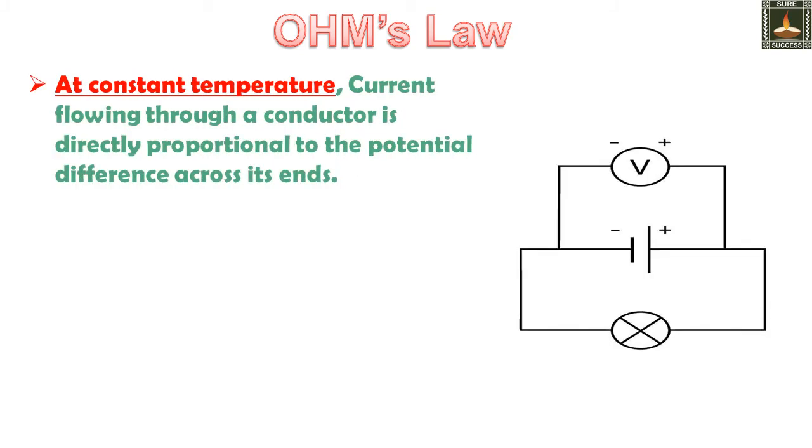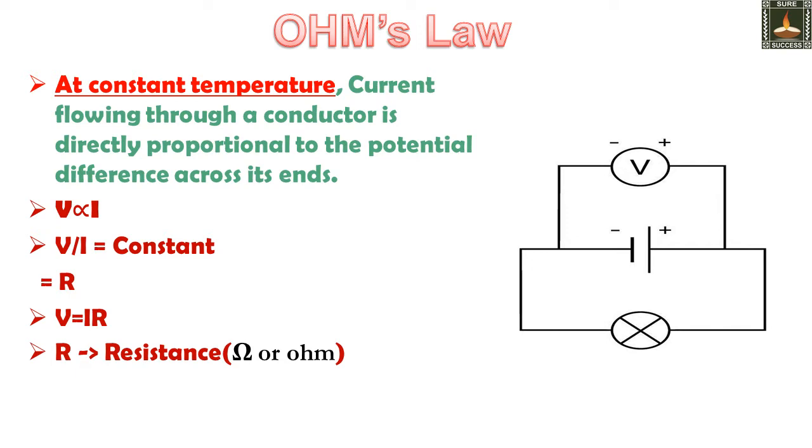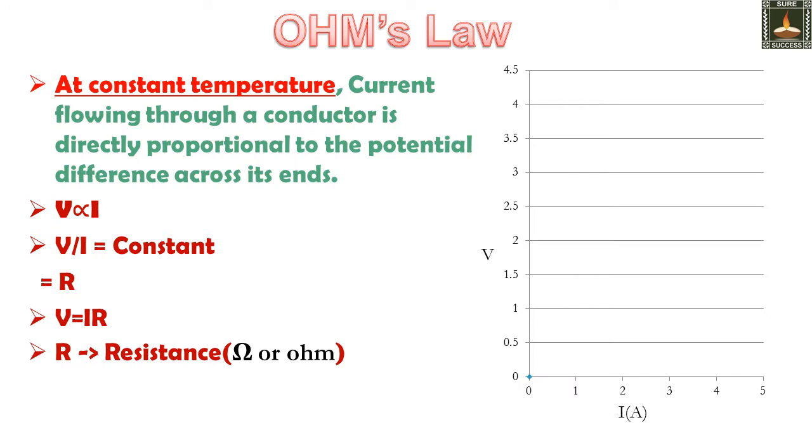So, according to Ohm's law, at constant temperature, the current flowing through a conductor is directly proportional to the potential difference across its ends. Mathematically, V is proportional to I, and V by I equals a constant, where the constant term is R. R is known as resistance and the unit of resistance, named after Ohm, is the ohm. Now if we draw a graph of V versus I, that is the potential difference and electric current, then we get a straight line passing through the origin with positive slope as shown in the diagram.